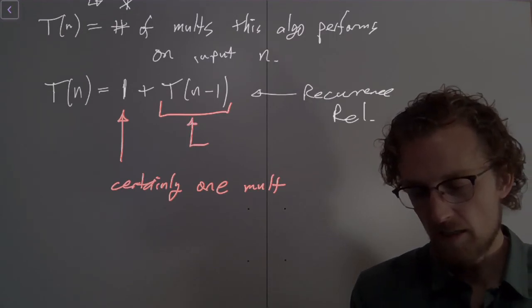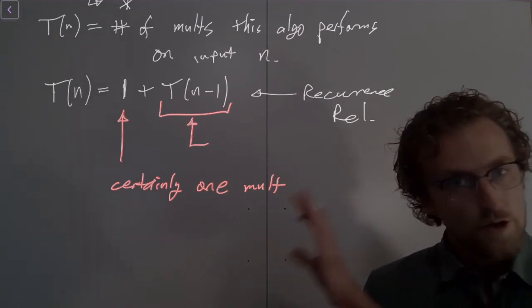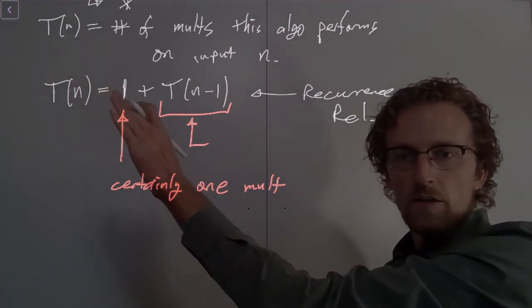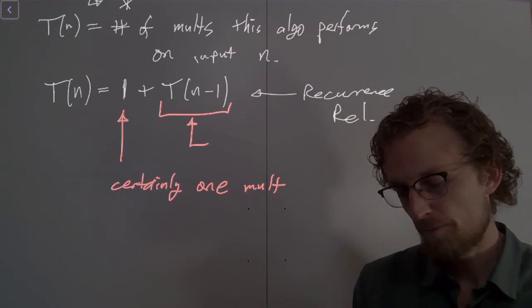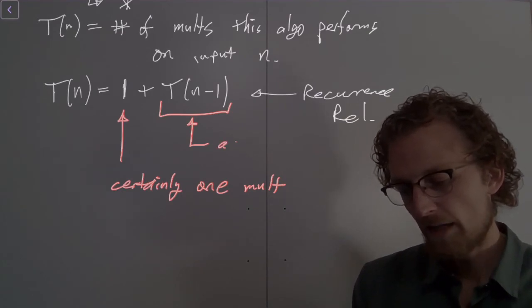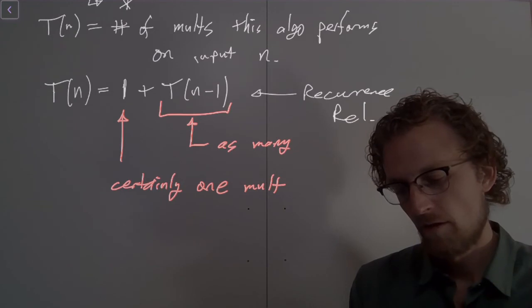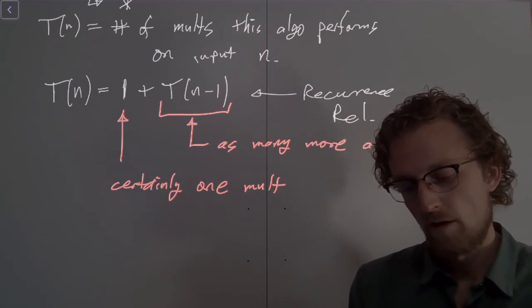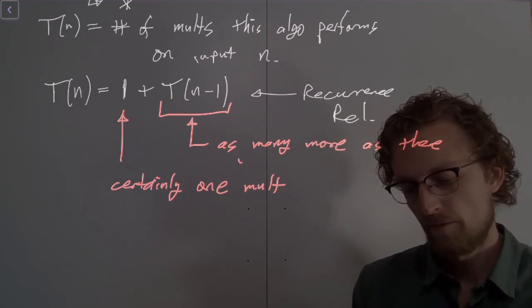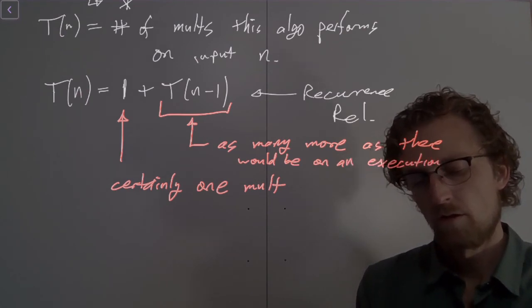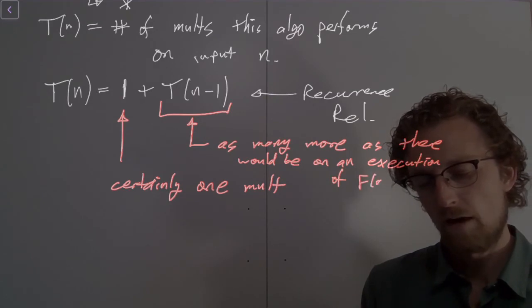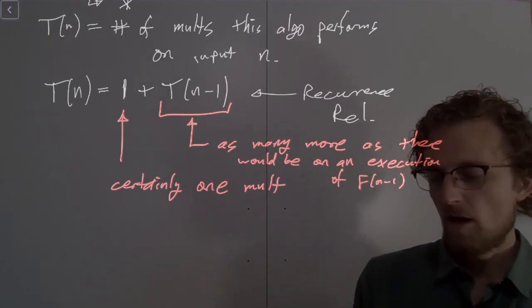And so what this says is, we know that there's one, and that's what the one here is saying, but then there are as many more as there would be if we pass n minus 1 to the function. And so this is as many more as there would be if we pass in n minus 1 on an execution of the function f of n minus 1. And where does that come from? That comes from right here.